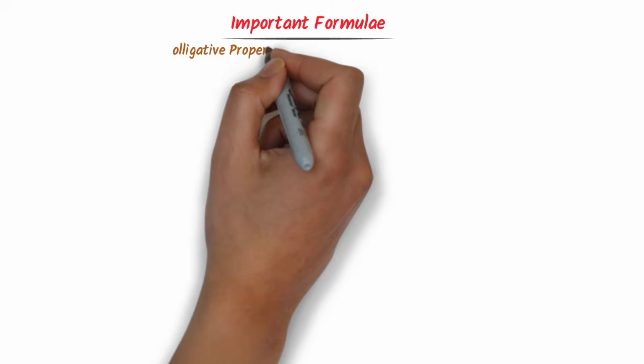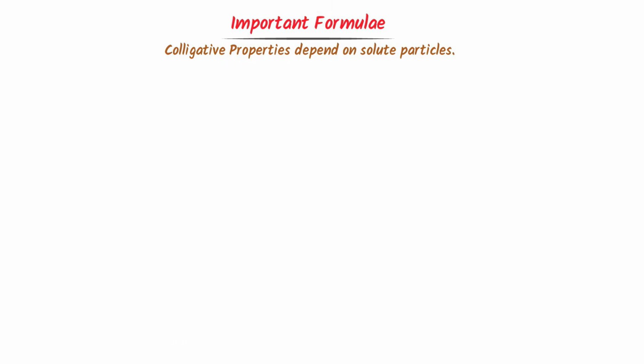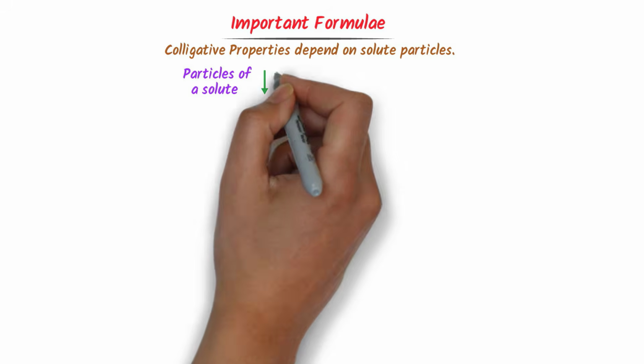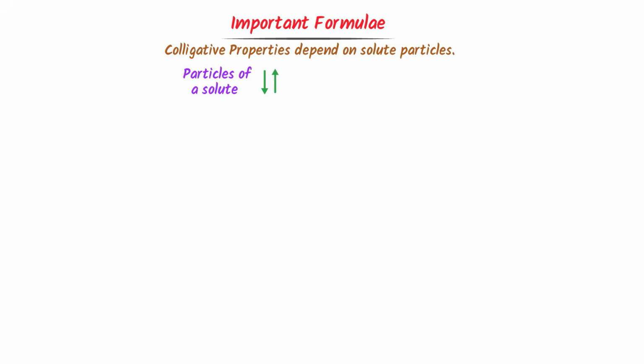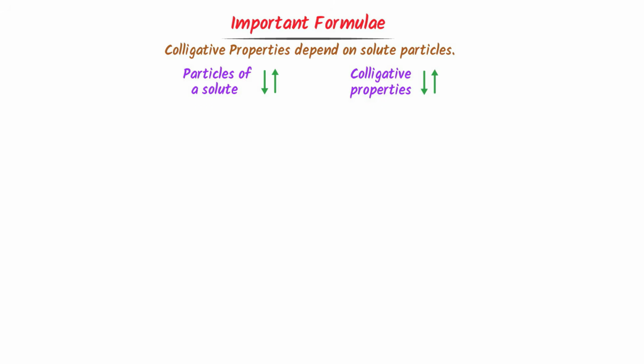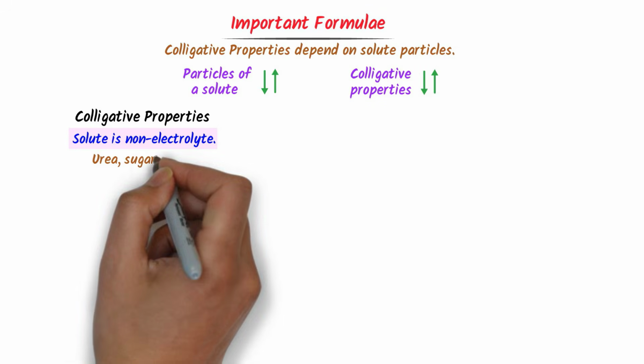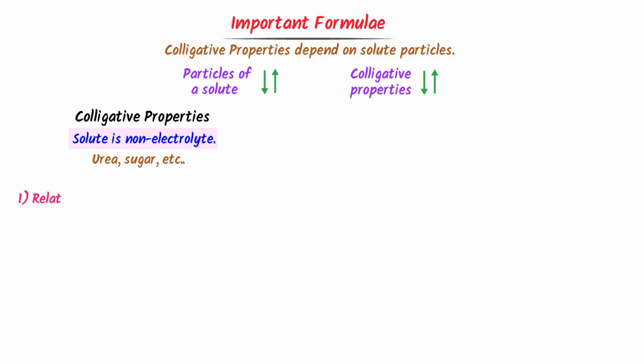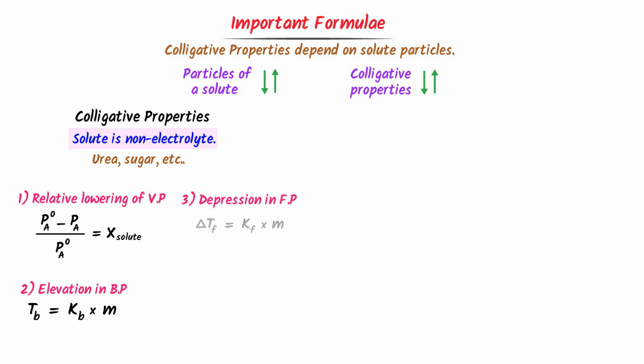We know that colligative properties depend on the number of solute particles. When particles of a solute increase or decrease in a solution, the colligative property increases or decreases. Firstly, we will learn colligative properties when a solute is a non-electrolyte like urea, sugar, etc. Now we use these formulas of colligative properties.